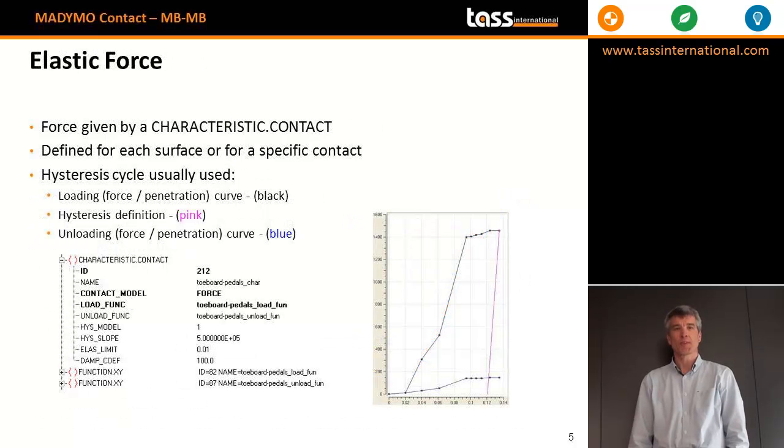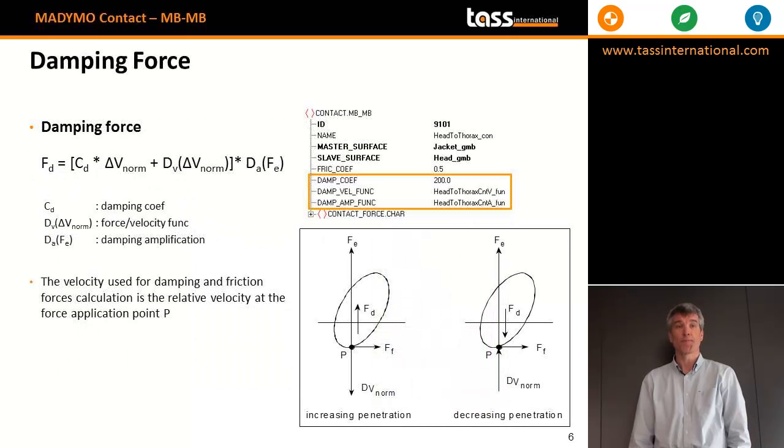Elastic force. Let's focus on that first. You see the contact characteristic at the left side and the curve is presented at the right side. There's a loading function and an unloading function, which are connected by a hysteresis slope. The damping is pointing in the same direction as the elastic, but as said, if it's moving outwards, so a decreasing penetration, the damping force will change direction. Take this into account, because the damping force can never be higher than the elastic one.